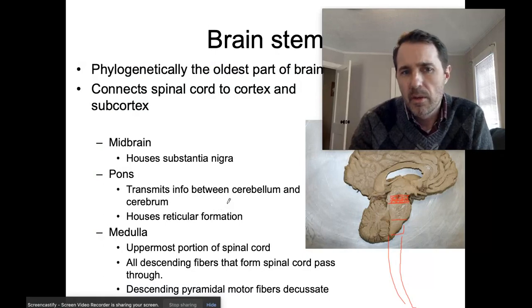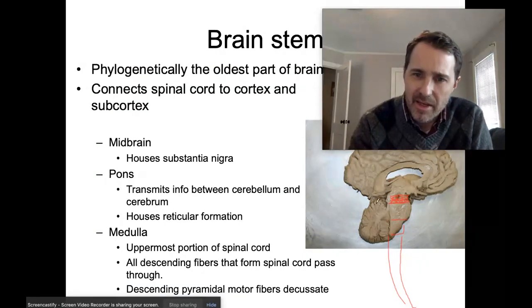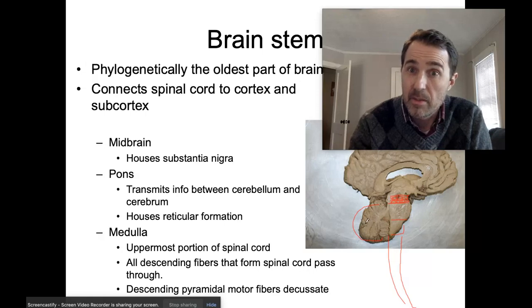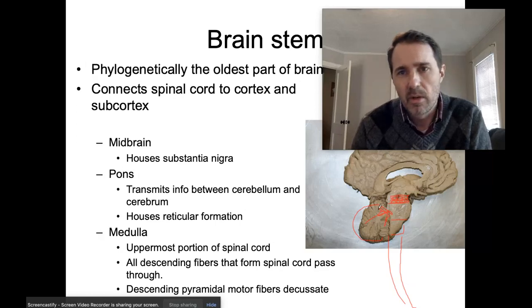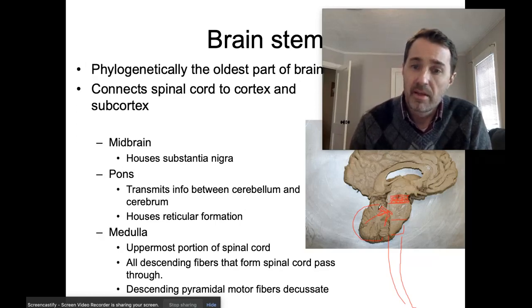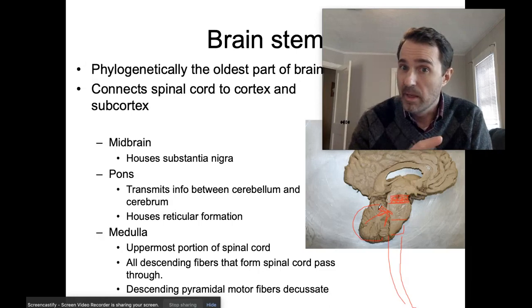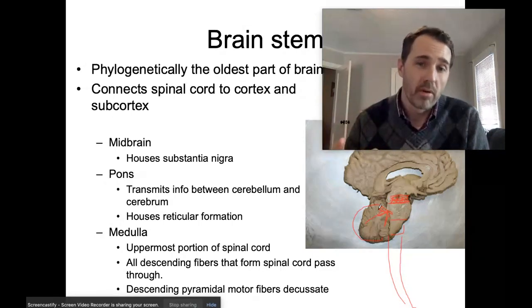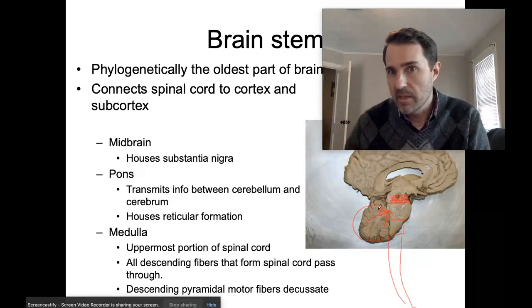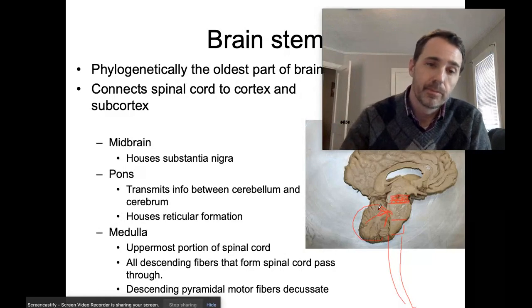What I want you to know about the pons is that you can see it has this thing right here connected to it, and that is the cerebellum. So the pons is the part of your central nervous system that connects the cerebellum, which is very important for movement, to the rest of your nervous system.